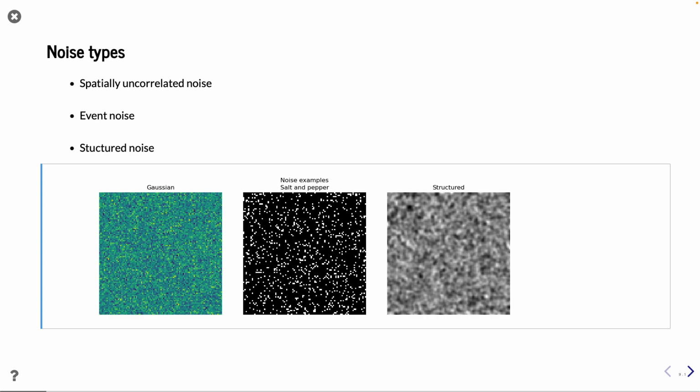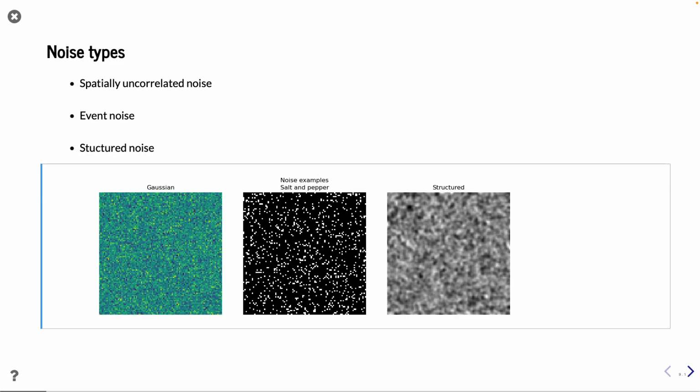So, noise and artifacts. Noise, to put it very general and abstract, is essentially the information that we don't want in the image. So that is something that is mostly a random contribution, and it typically obscures the information that we are interested in. And there are different types of noise that we can come across.